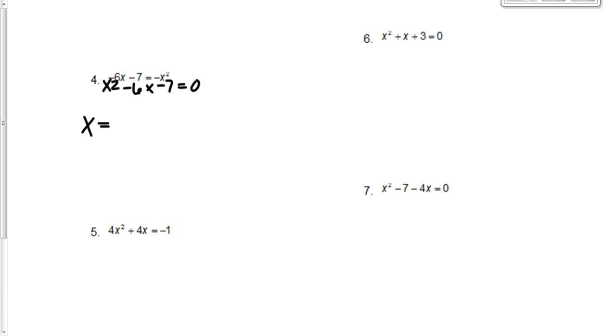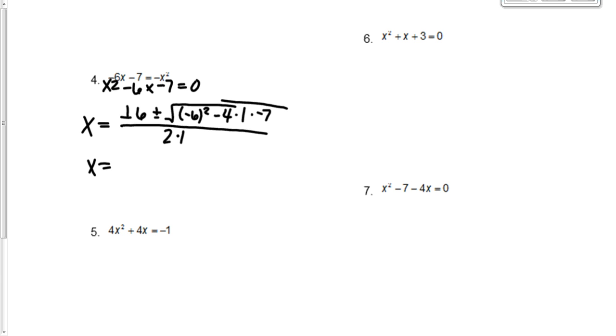So x equals negative b. Well, in this case, that's a negative 6. So negative 6 plus or minus the square root of b squared, which in this case is a negative 6 squared, minus 4 times a, which is a 1, times c, which is a negative 7. All over 2a, so 2 times 1. Now it's just PEMDAS. So plus, it's a positive 6. I keep trying to write a positive, but you'll know my board. Let's just write a 6. Plus or minus square root of.